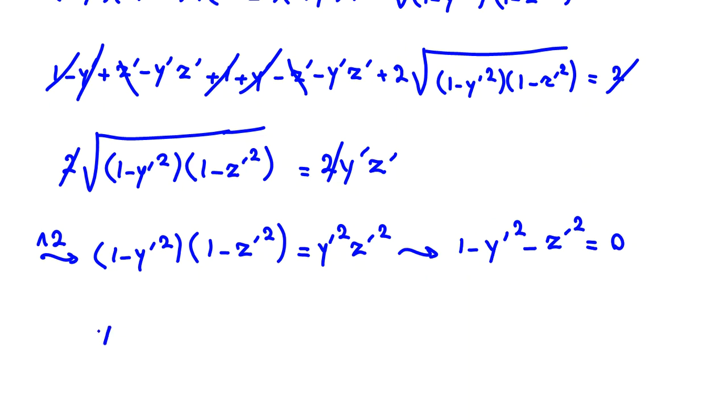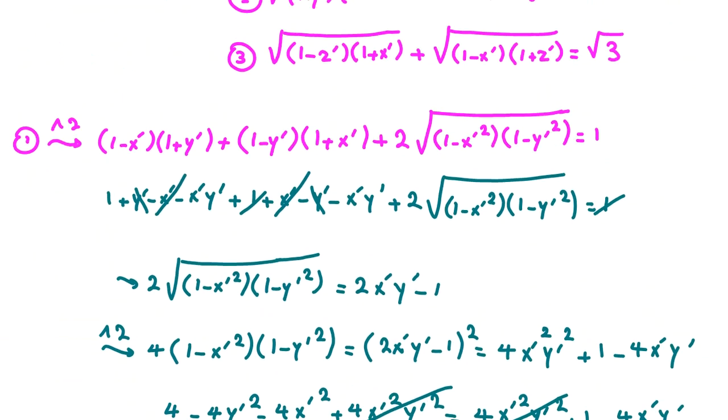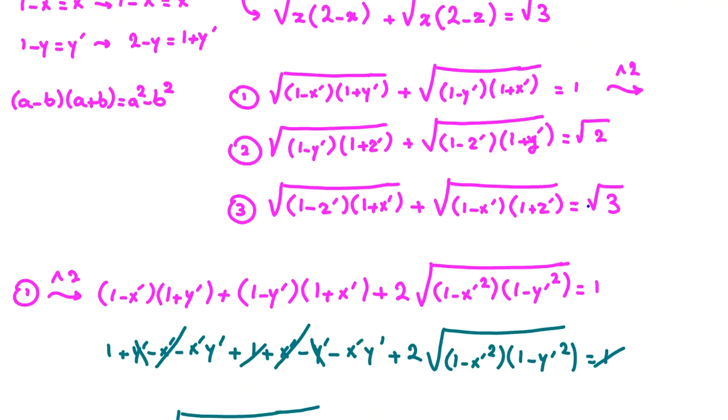And we can also write it as, we can multiply by negative 1: y prime squared plus z prime squared minus 1 equal to 0. We call it, here it was the fourth one, the fifth one. Now let's simplify the last equation here, the third equation.